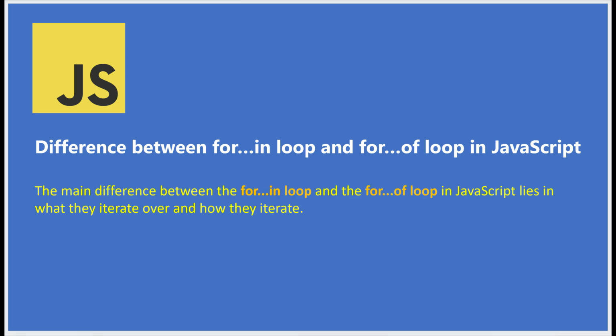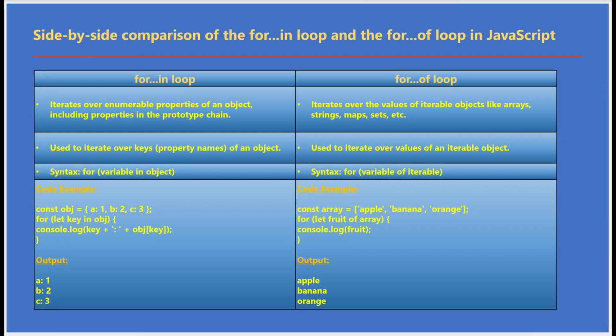Ever puzzled over the distinction between for-in and for-of loops in JavaScript? It's a common question, and today we're going to unravel this mystery. First off, the for-in loop. This loop is used to iterate over the enumerable properties of an object, including those in the prototype chain.